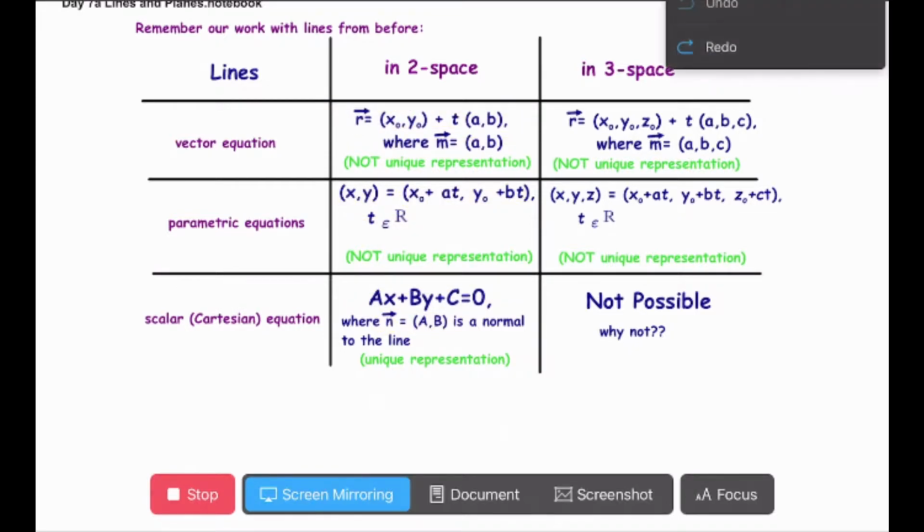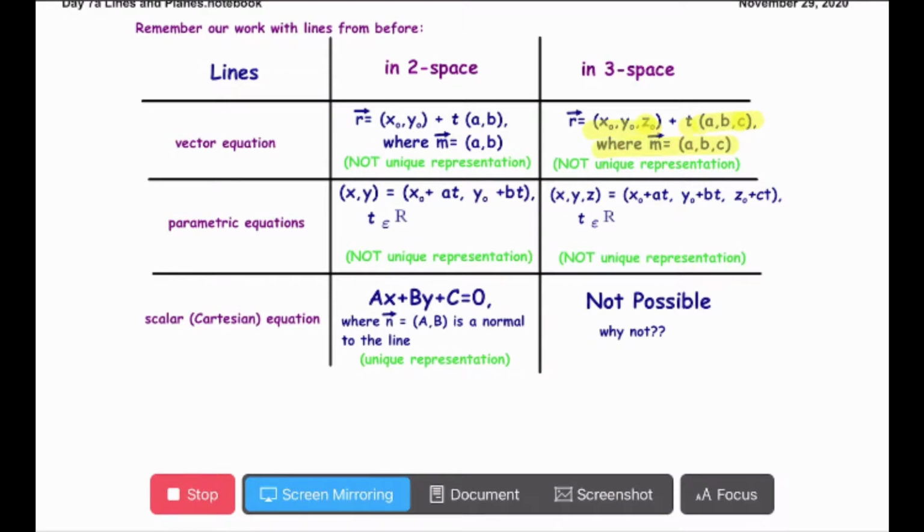Then we extended to three space, which is all basically the same idea. We just have that extra z term added in, so position plus parameter times direction vector, where direction vector is given by ABC. We've looked at our parametric equation, where I can give these each separately as my x component, y component, and z component, or all combined here. And t is an element of the real.